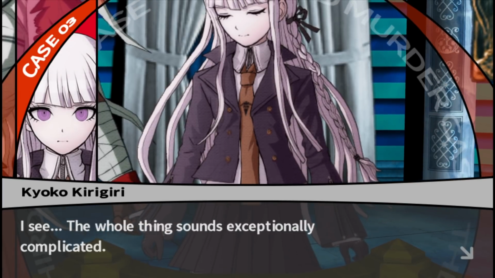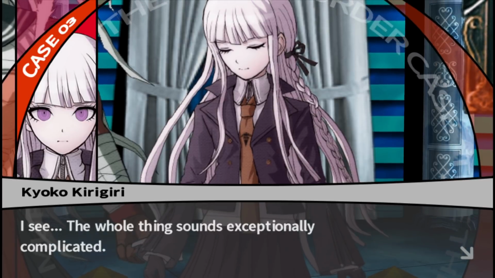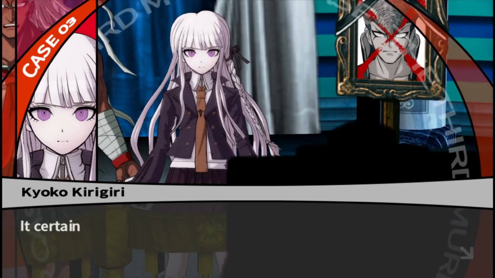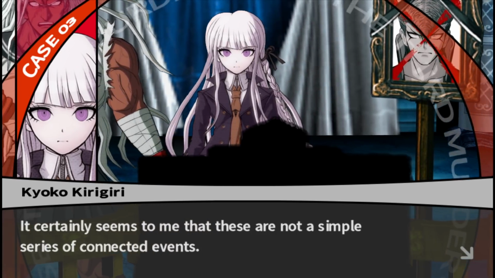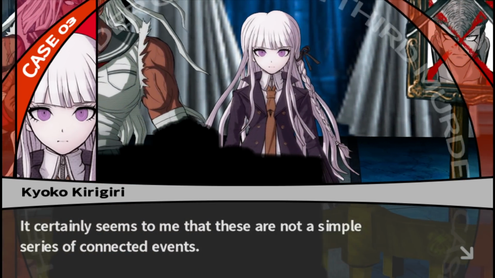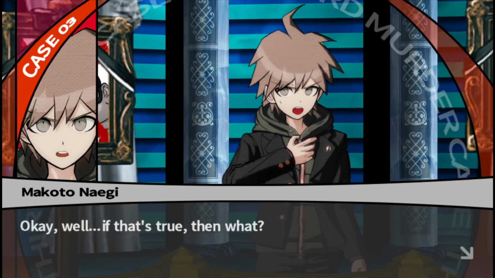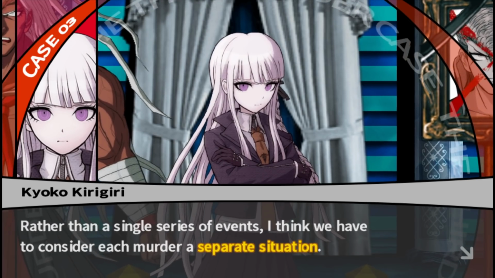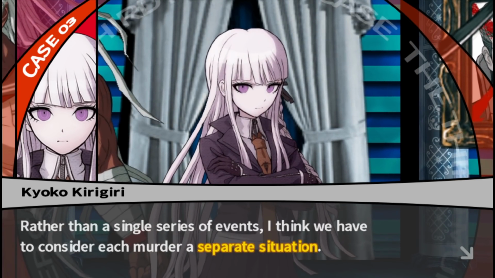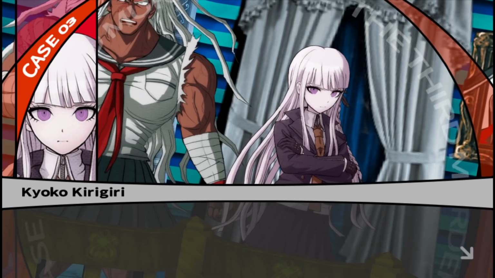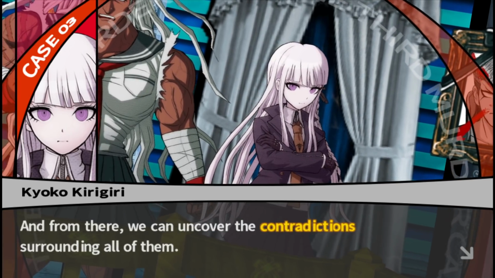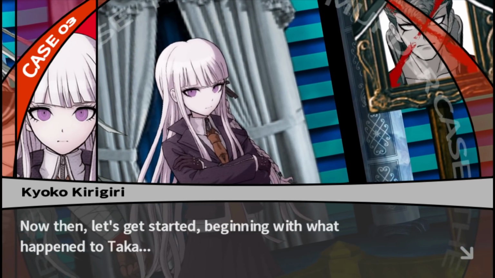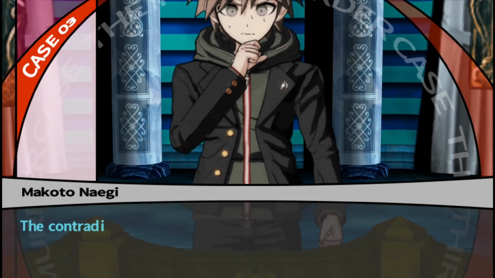I see. The whole thing sounds exceptionally complicated. Except for the fact that Celeste is involved in every line of that case. It certainly seems to me that these are not a simple series of connected events. Well, if that's true, then what? Rather than a single series of events, I think we have to consider each murder a separate situation. And from there, we can uncover the contradictions surrounding all of them. Now then, let's get started, beginning with what happened to Taka.